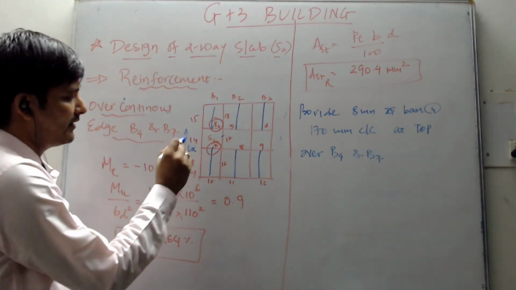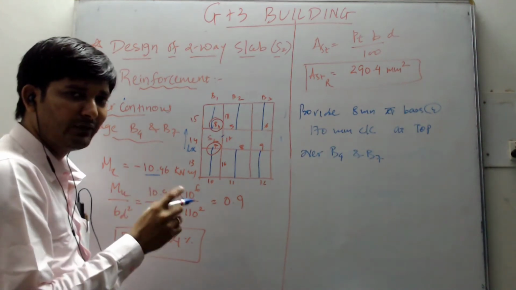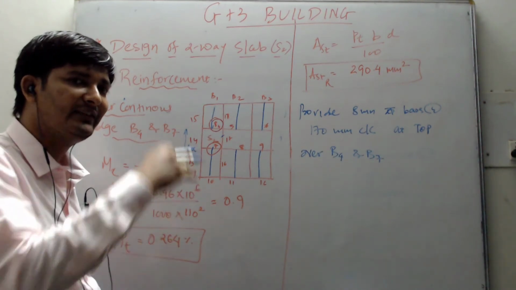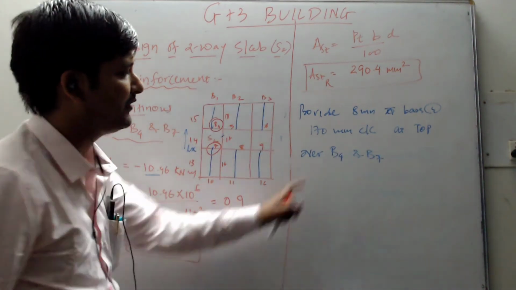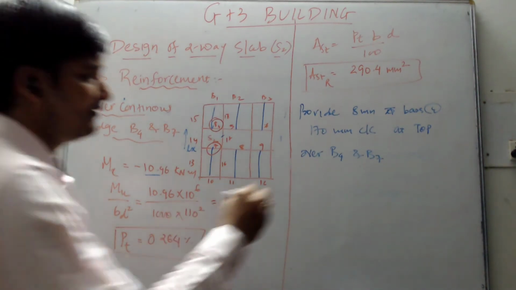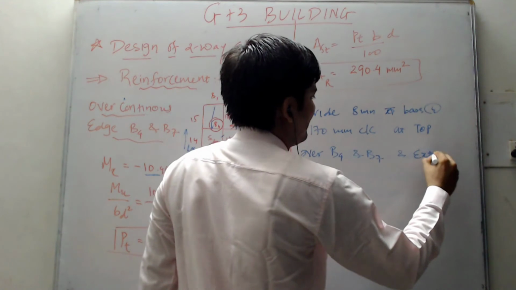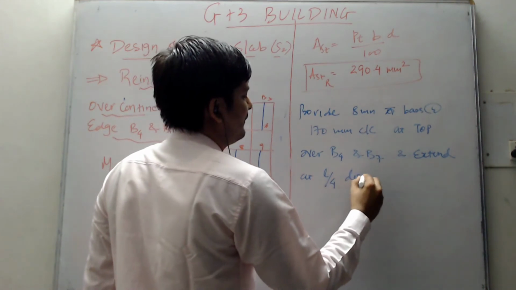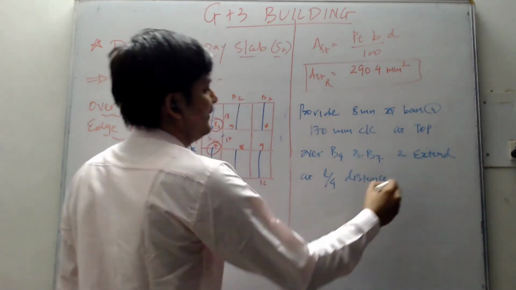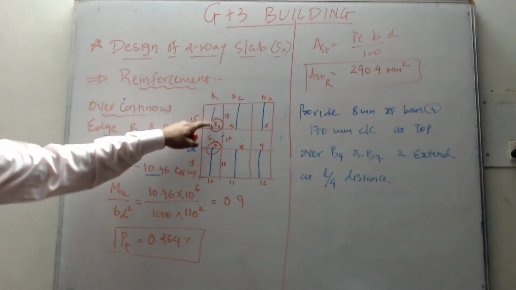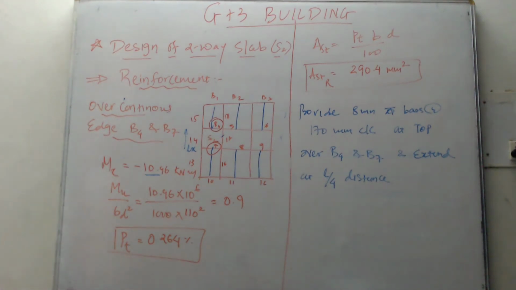Because here there is a negative moment. So we need to provide negative steel. Negative steel means at the support we are having hogging bending moment, right? So tension at top. That is why we need to provide at top of these two beams B4 and B7, and extend this steel for L/4 distance, right? So this is how you can calculate the reinforcement over beam B4 and B7, which is coming from the slab.